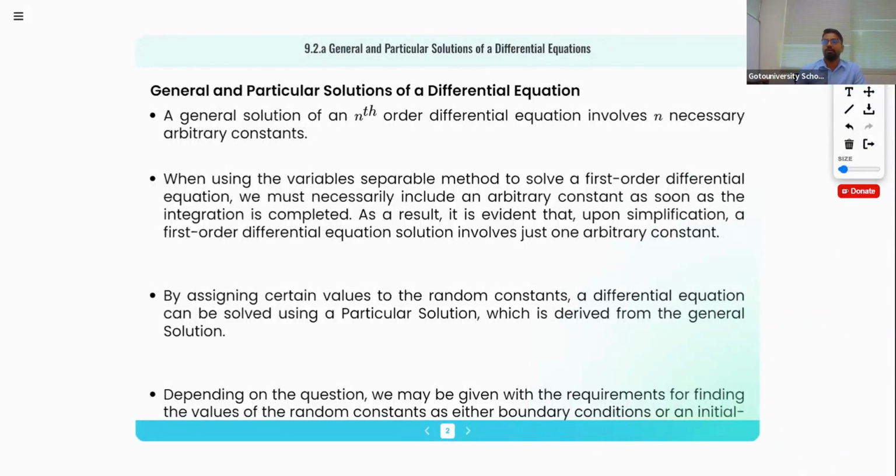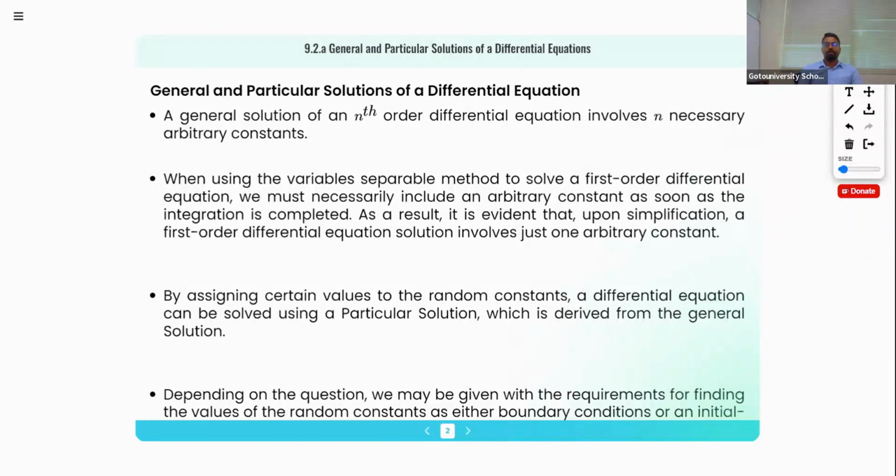As these constants are not definite, they are arbitrary, that is what makes it a general solution. Our part is to understand both general as well as particular solutions of a differential equation. If we don't know what the constant is, then it becomes general. But if you have enough data to determine these constants, that becomes a particular solution. That means we have got the exact value of the constant, so it becomes a particular solution.